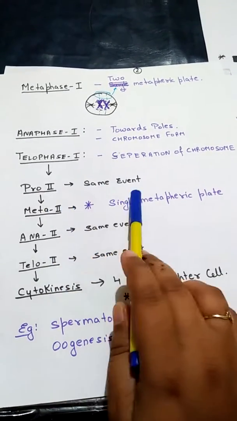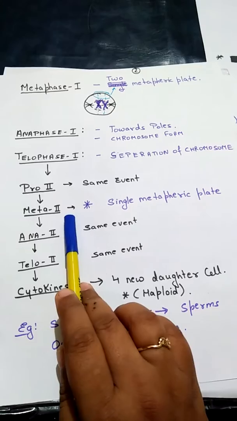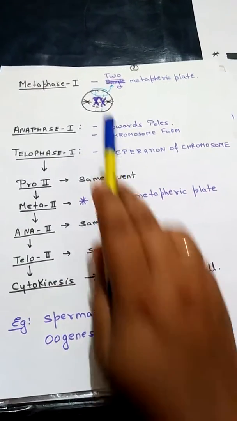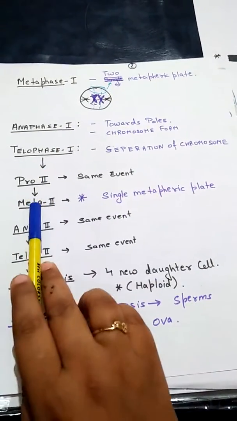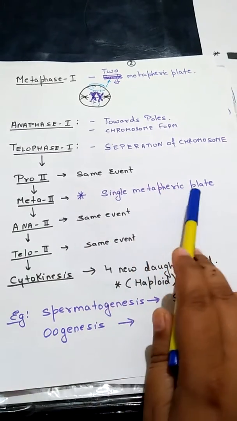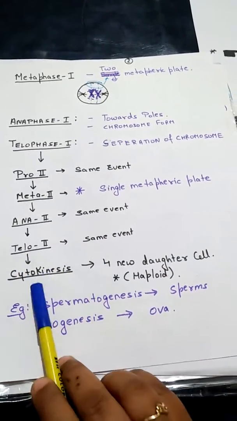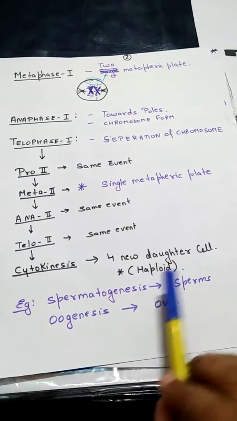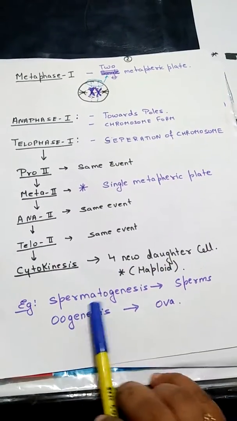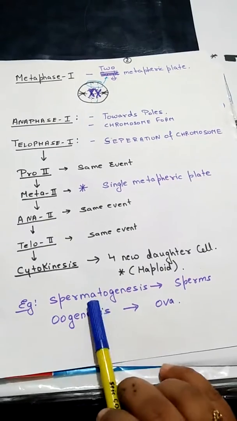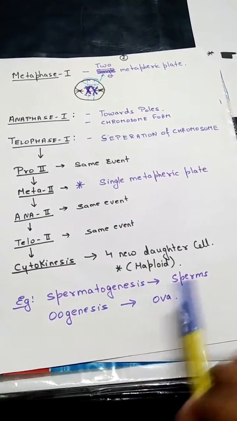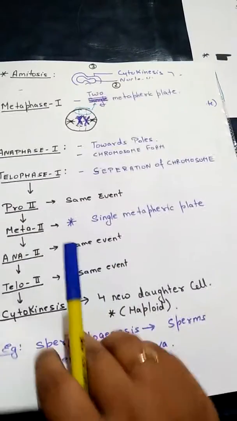In prophase 2, same events. Metaphase 2, the question is single metaphasic plate. In metaphase 1, there are 2 plates. In metaphase 2, a single metaphasic plate will be seen. Anaphase 2, same events. Telophase 2, same events. Cytokinesis, 4 new daughter cells will be formed. Examples are spermatogenesis and oogenesis. In spermatogenesis, sperms are forming and in oogenesis, ova are forming.